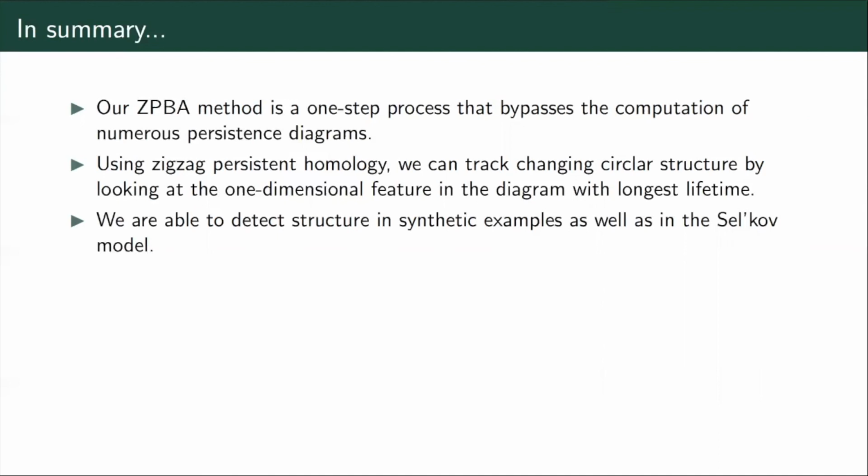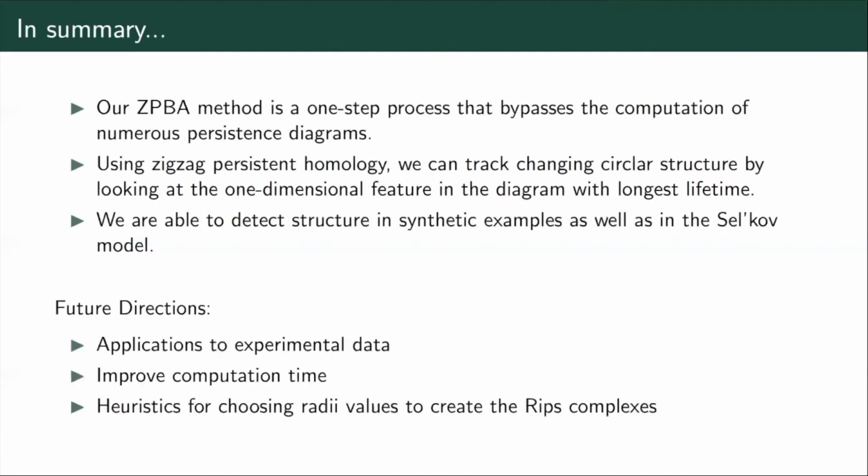One of these examples is the Selkov model, which is a real dynamical system which closely models real life. Going forward, we would like to apply this to experimental data where you're seeing this behavior occur. We'd also like to improve the computation time so that we are actually improving upon computation of numerous persistence diagrams. And lastly, we'd like to look for some heuristics for choosing the radii value to create the Rips complexes. For these examples, it was pretty easy to select them by hand, but doing a more large scale application to experimental data, you'd want a more automated fashion to do this.